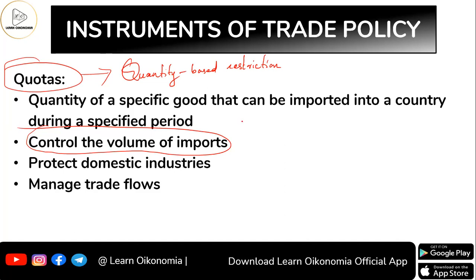Again, why? When import is reduced with quota, the demand in the market would be met with production by domestic industries. So again, this is a measure to protect the domestic industries. Since the country is importing less, it would be reducing import payment, and thus it will be managing the trade flows and reducing the deficit situation.